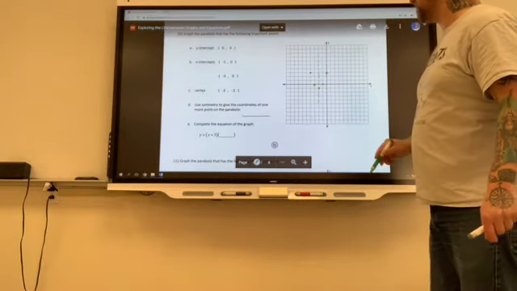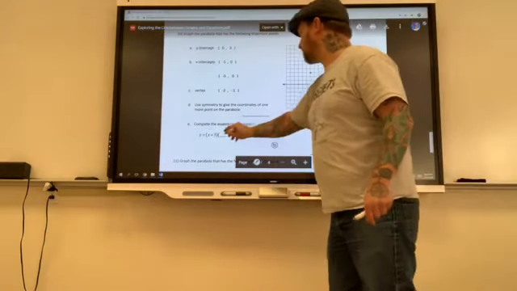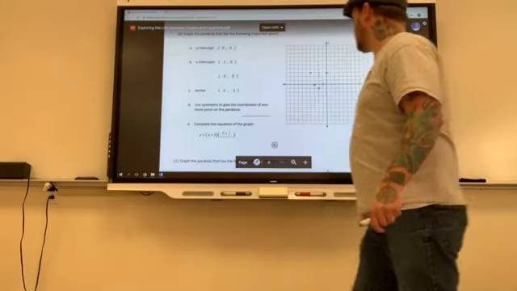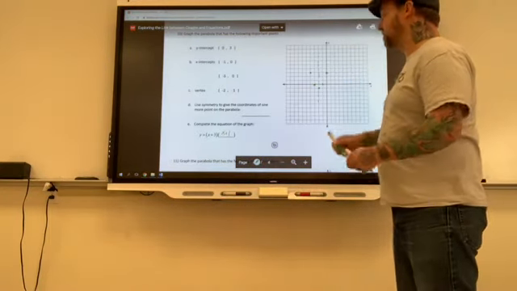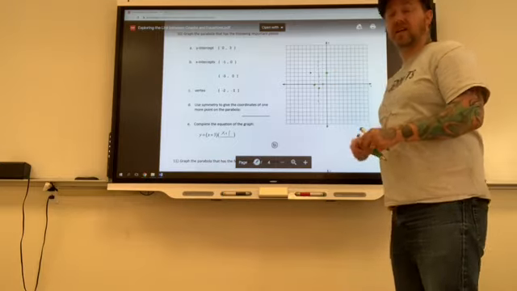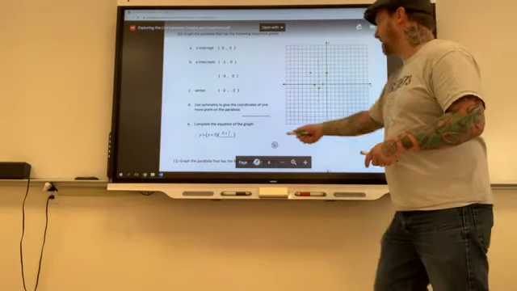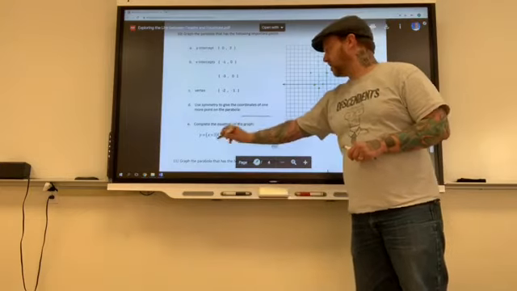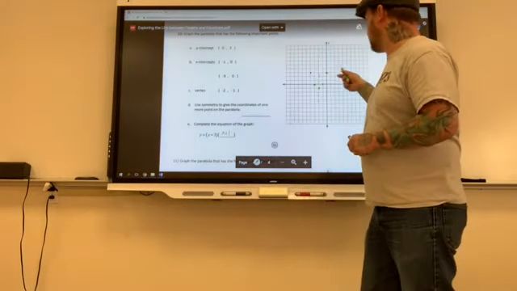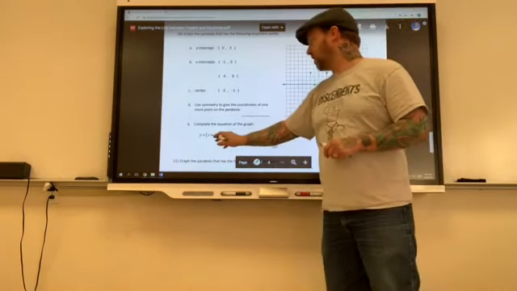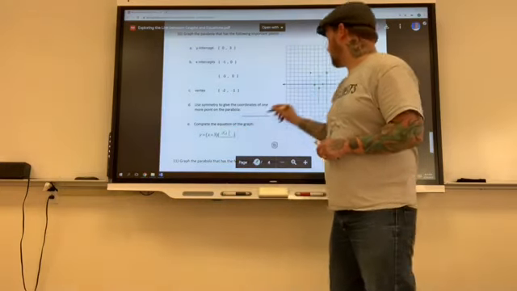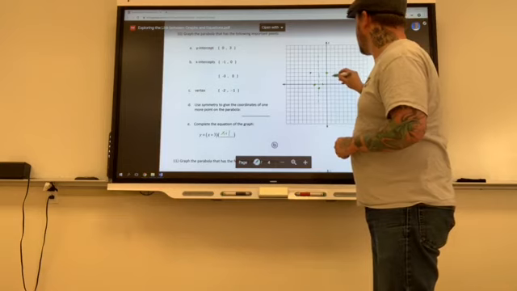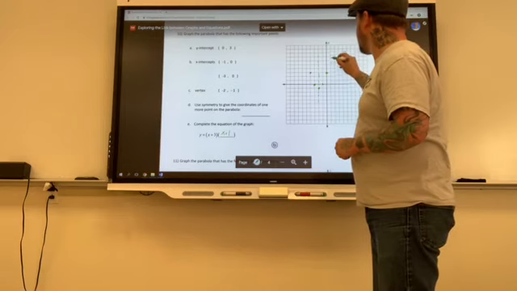Okay, complete the equation of the graph. X plus 3, this should be x plus 1, right? Because it's there. So could I get an extra point if I said x is 1? If x is 1, what's y? 1 plus 3 is 4. 1 plus 1 is 2. 4 times 2 is 8. 1, 2, 3, 4, 5, 6, 7, 8.